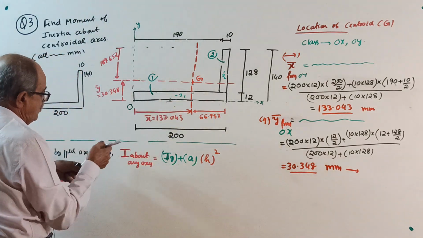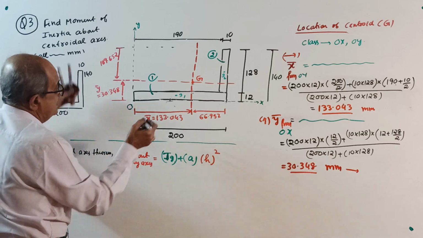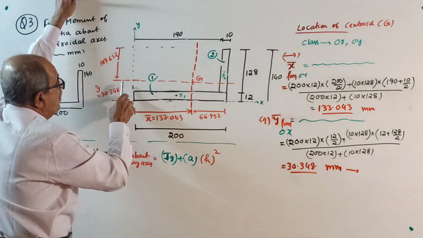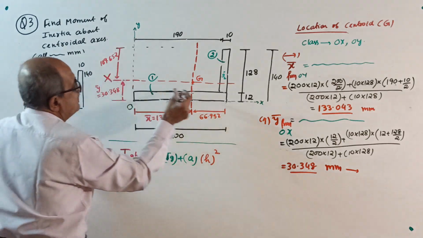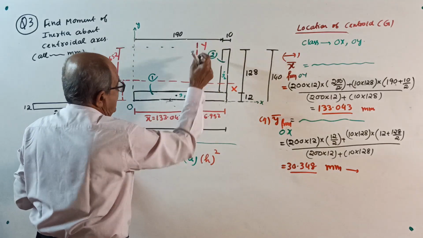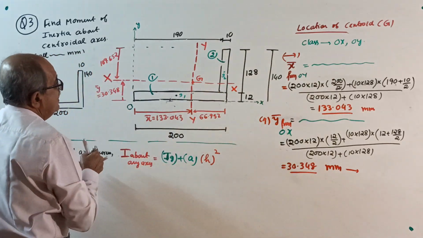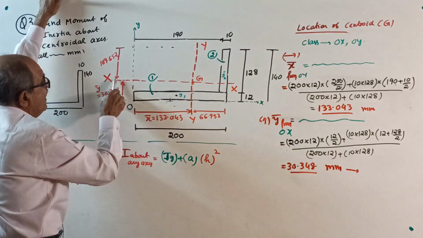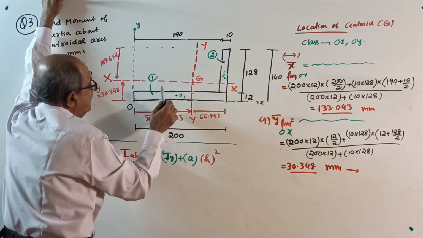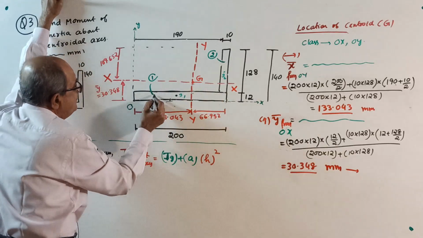First for figure 1. See, the centroid is here. We have to write Ixx, Iyy. First, we want I about xx. First come to G1. The axis parallel to xx passing through G1 is this axis.